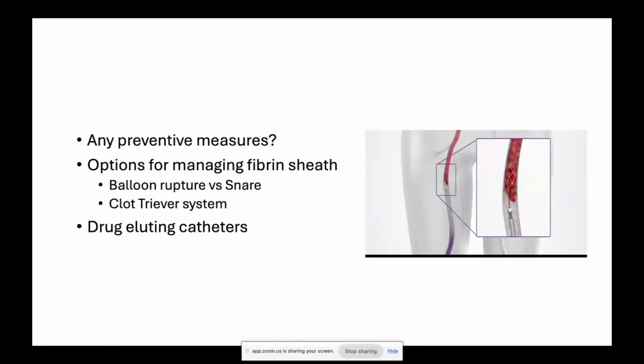So how can we prevent this kind of fibrin sheath? Are there any options for managing the fibrin sheath, whether with balloon rupture or snaring method or any clot repair system or using any drug eluting catheters?